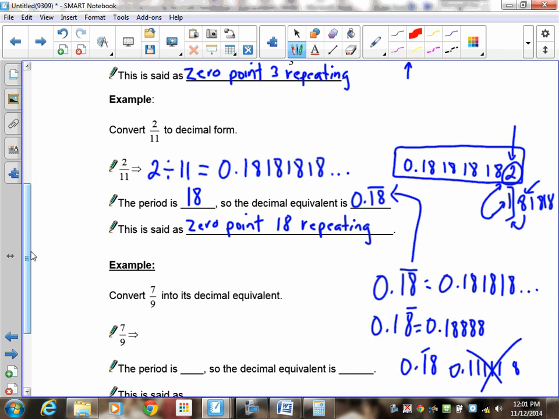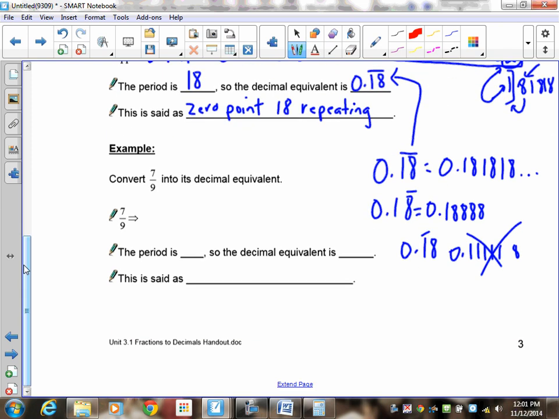Okay? Let's go to the next one. So here's one for you to do. Pause the recording and do this example.